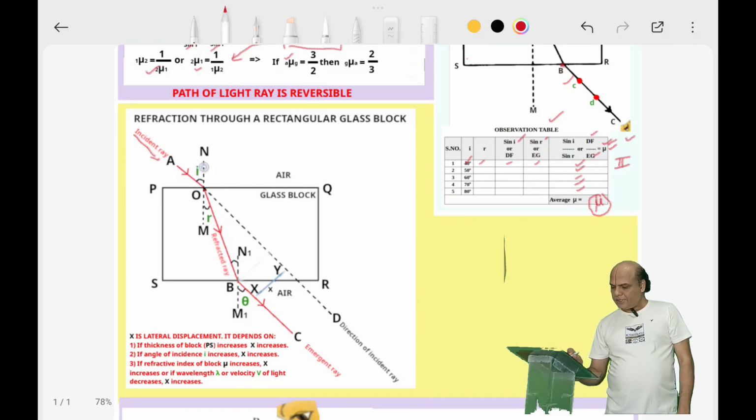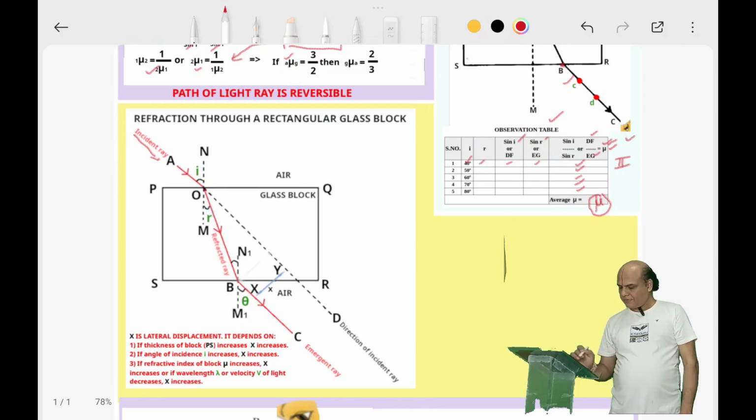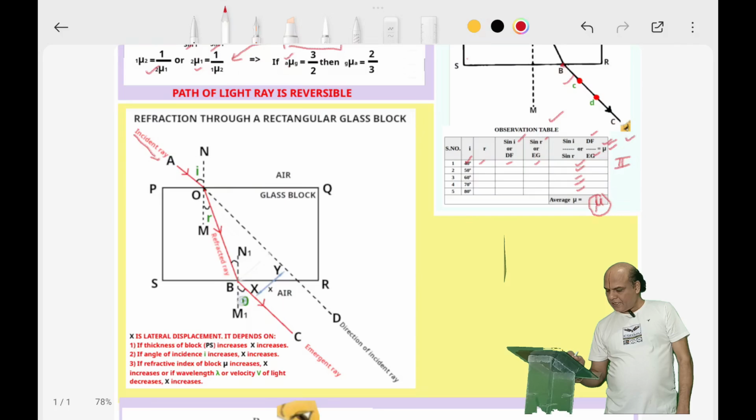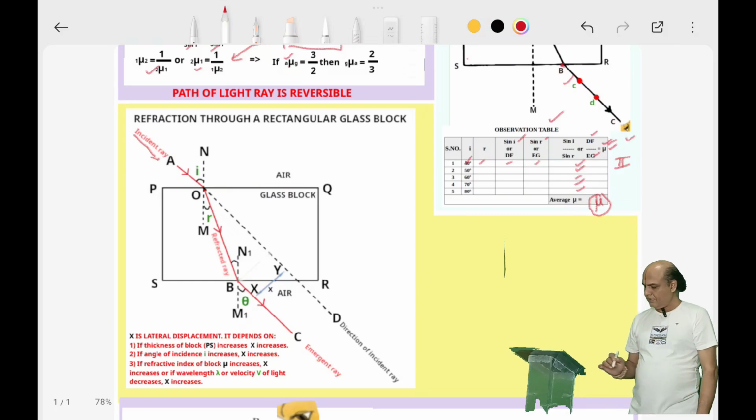Angle of incidence is I, angle of refraction is R, and here is another angle, theta. So this is called angle of emergence.